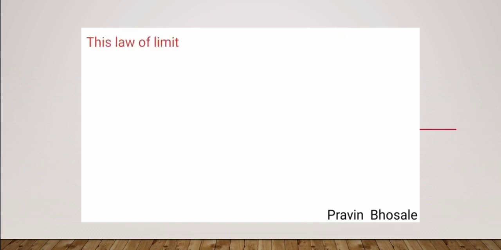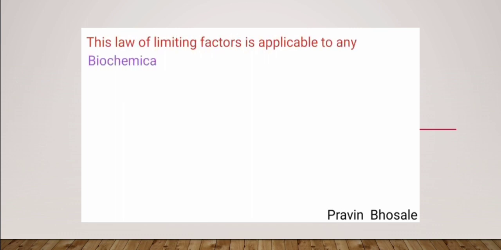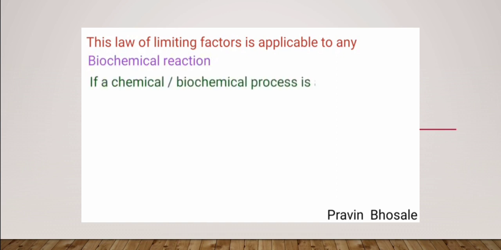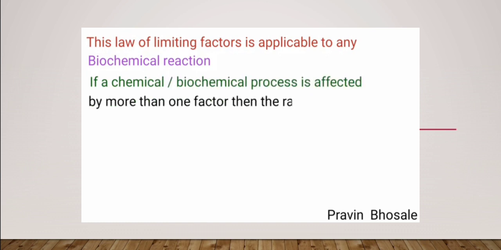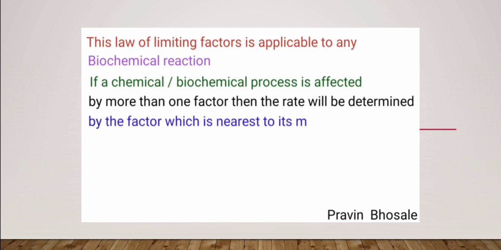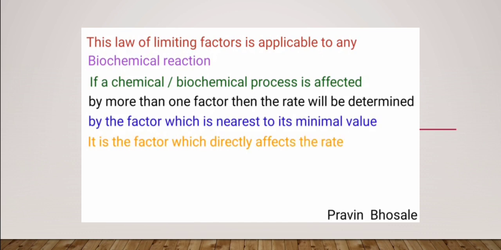This law of limiting factor is applicable to any biochemical reaction. It states that if a biochemical process is affected by more than one factor, then the rate will be determined by the factor which is nearest to its minimum value. It is the factor which directly affects the rate if its quantity is changed.